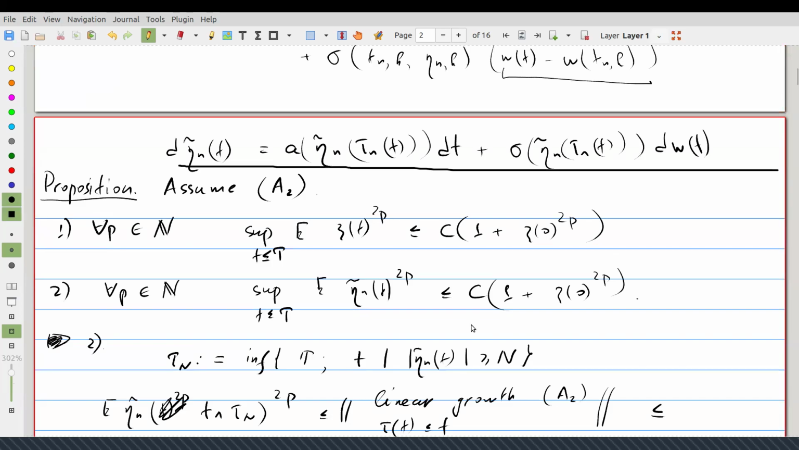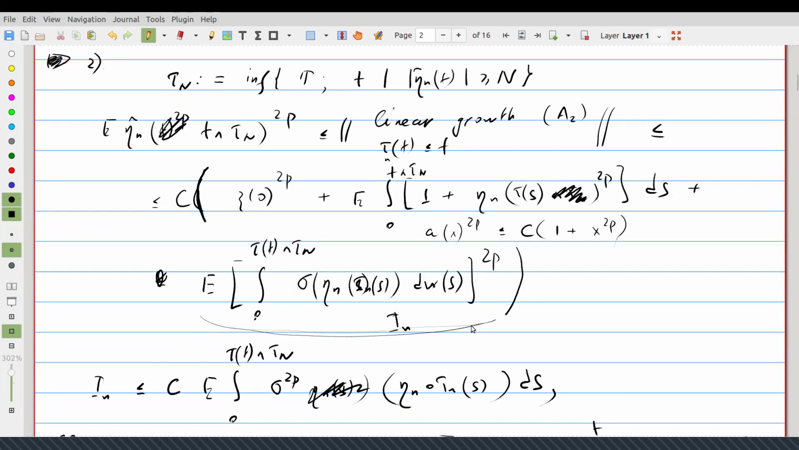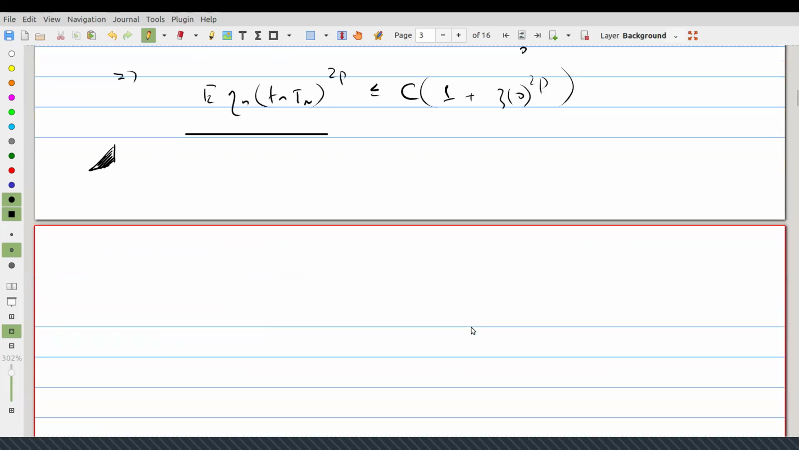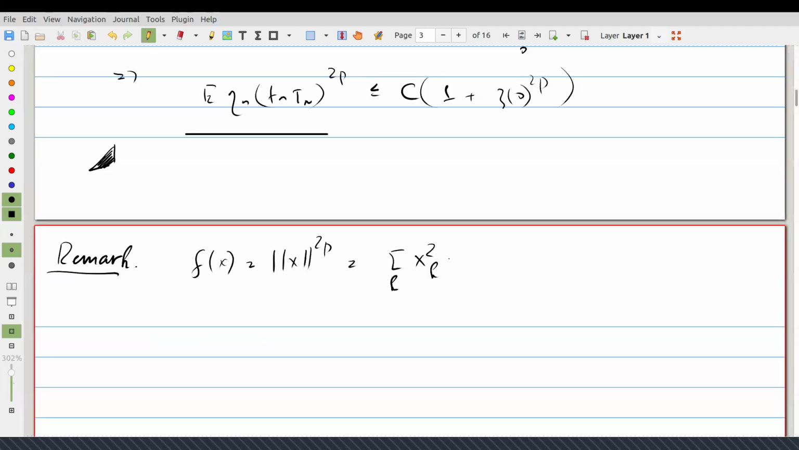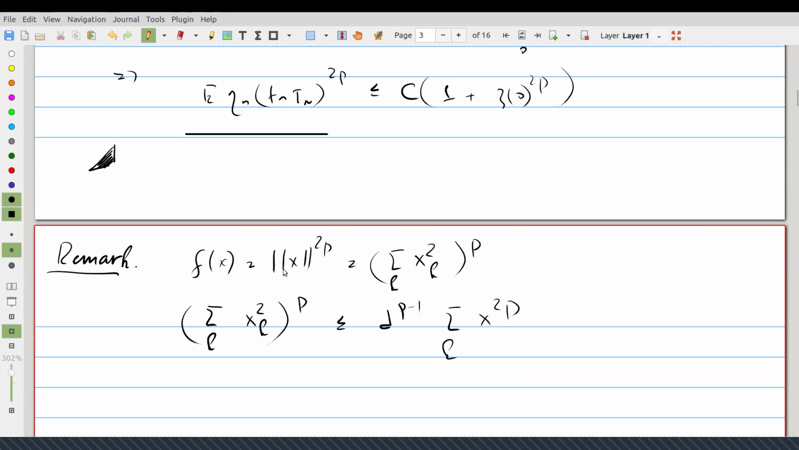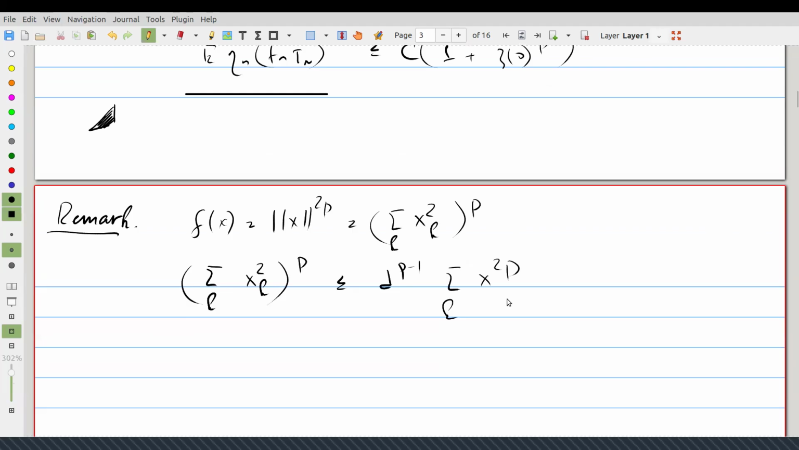Now, in multidimensional setting, this goes a bit more involved in terms of calculus, in the sense that you will use Itô formula for the function f of x equals the norm of x to the power 2p, which is something like this, if you want a proper constant. But effectively, you could use just something simpler as Jensen inequality. So this is like dp minus 1. And you can avoid using Itô formula, but Itô formula, generally speaking, gives you better constants.